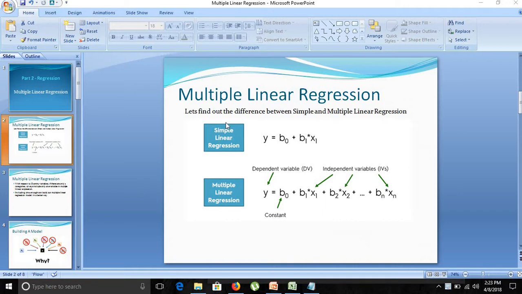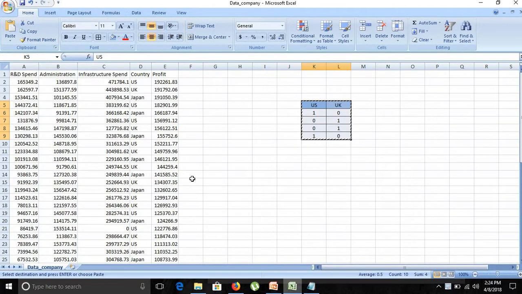In the previous part, we already saw the difference between simple linear and multiple linear regression expressions. Now, before moving on to the actual multiple linear regression model creation, initially we'll see what challenges we'll be facing while creating a machine learning model. So, this is our data set which consists of R&D spend, administration spend, infrastructure spend, country and the profit. So here the profit will be a dependent variable which will be dependent on all these criteria.